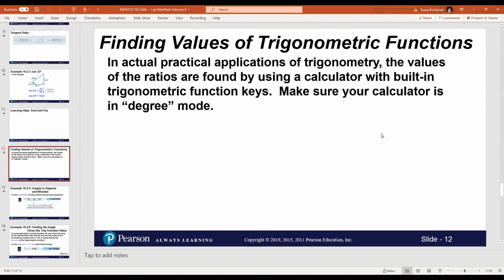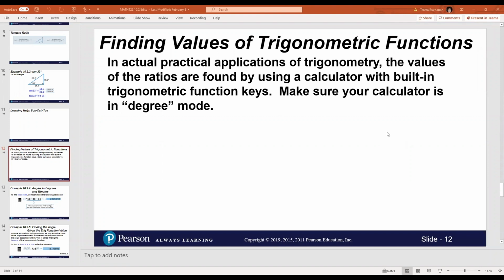So it turns out that we use the calculator because we don't always have a diagram that's giving us lengths of sides and so on. We may not have that information. But the calculator can give us the trig functions for any angle.